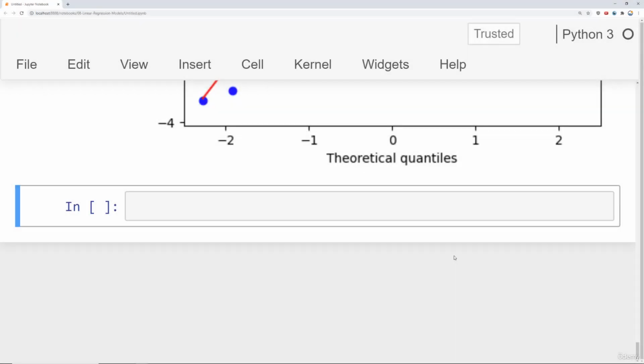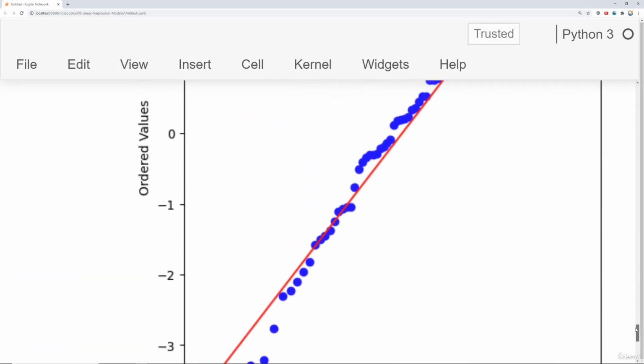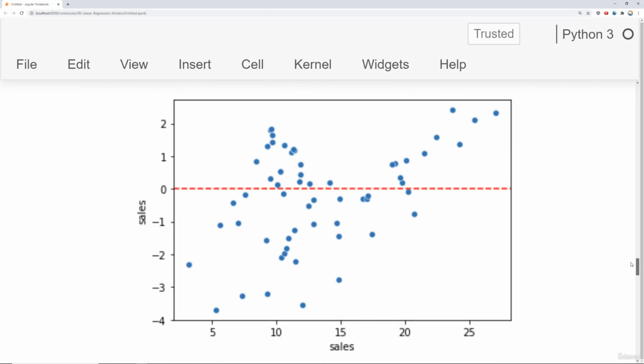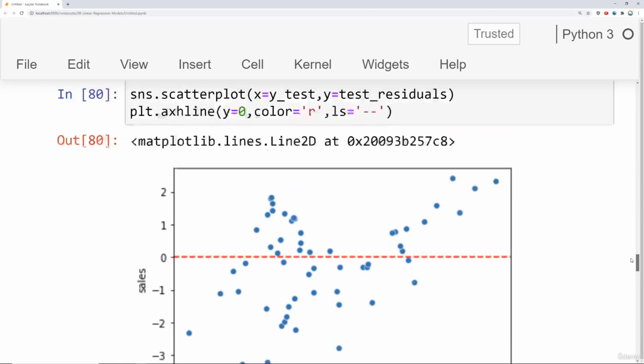All right, here I am back at the Jupyter Notebook. Recall in the previous lecture, we took a look at the residuals, and based off the residual plot, we decided linear regression was a valid choice. There was no clear curve or pattern here. It does look pretty random.